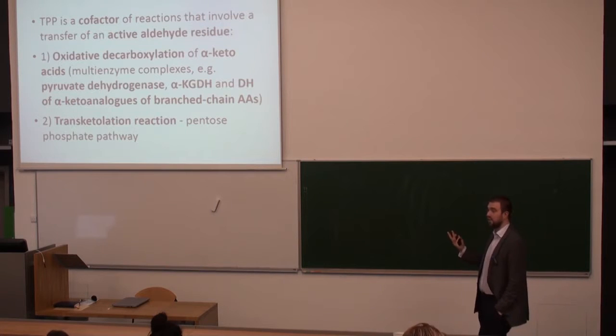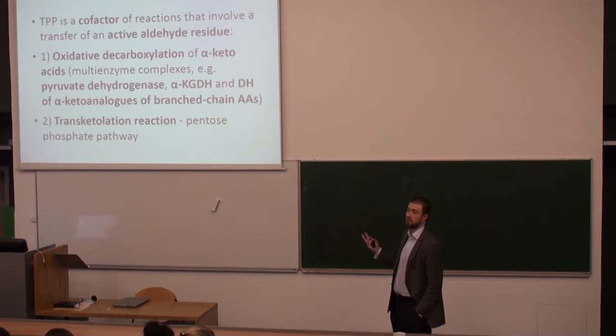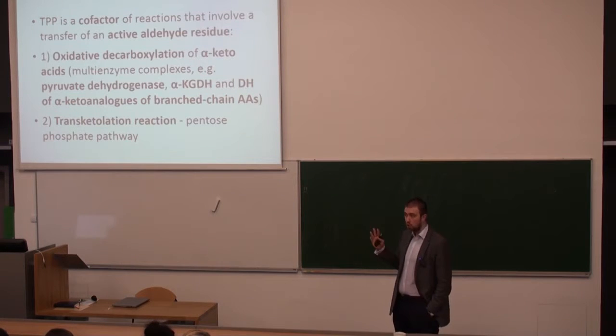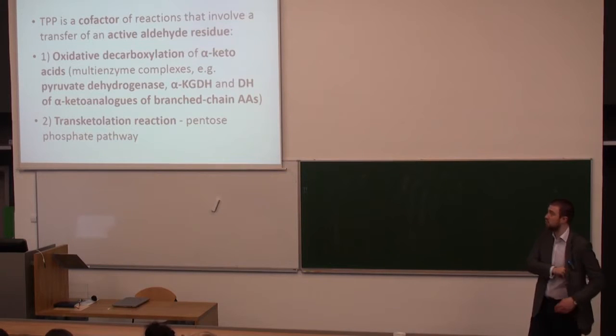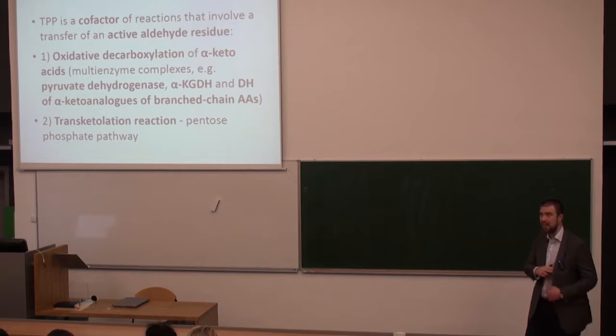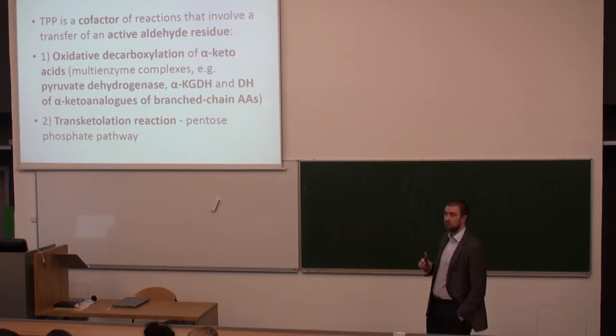Second is the transketolation reaction that you know from the pentose phosphate pathway. Also, you transfer the active aldehyde residue, and you therefore use TPP as the cofactor. Any question?